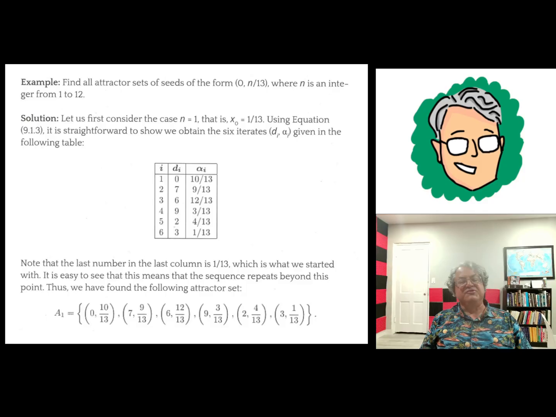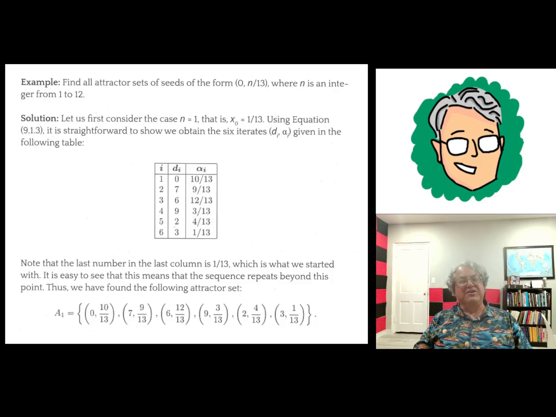The first element is 0, comma 10/13. Second element is 7, comma 9/13. Third element is 6, comma 12/13. Then you get 9, comma 3/13, 2, comma 4/13, and 3, comma 1/13. Remember, we started with 1/13. And so that's going to give us, again, when we started with 0, comma 10/13. So I think you can see this goes into a cycle. And this is the attractor set.